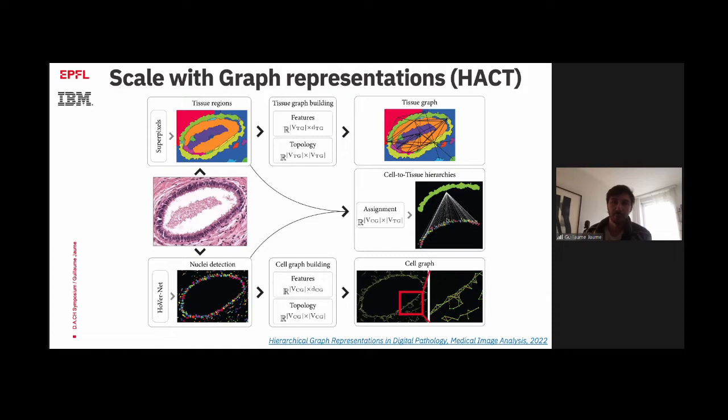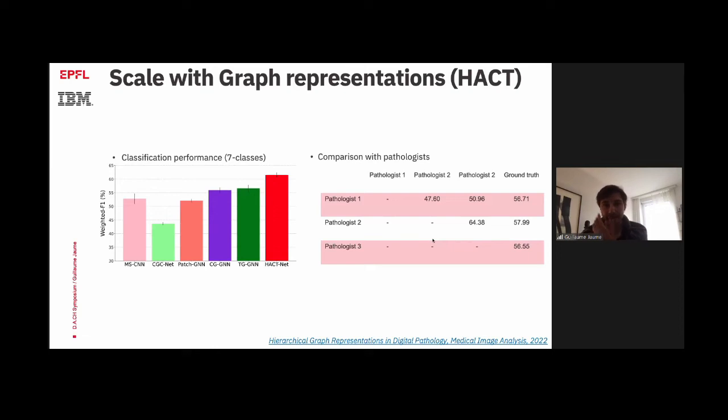For instance, we proposed HACT, which is a hierarchical cell-to-tissue representation that is based on a cell graph and a tissue graph to comprehensively represent our histology image. On top of that, we have proposed a novel neural network to map HACT to breast tumor subtypes. To evaluate our methods, we created our own dataset of breast tumor regions called BRACS that is now publicly available, and you can start using if you want.